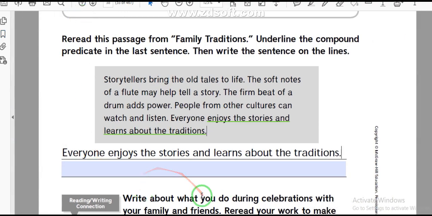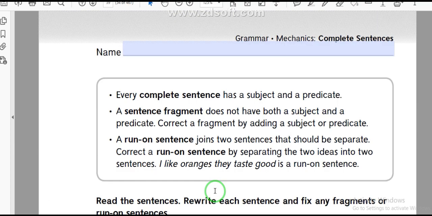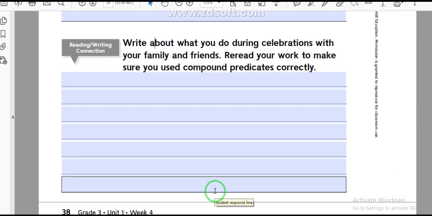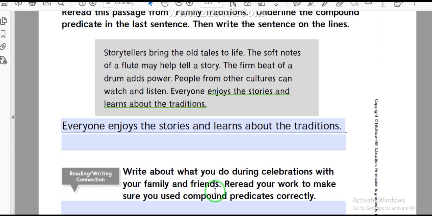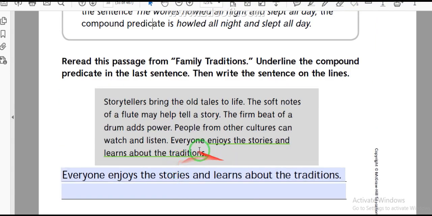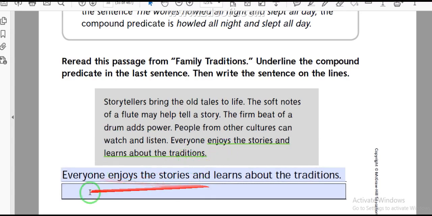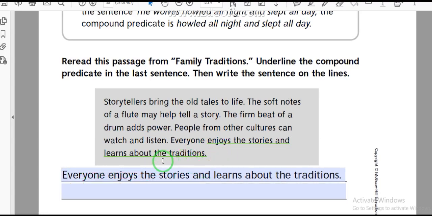Write it in your books, page 38. So write the answer on page 38. Underline this green line, this compound predicate, and write this on the line. Okay, write the whole sentence.